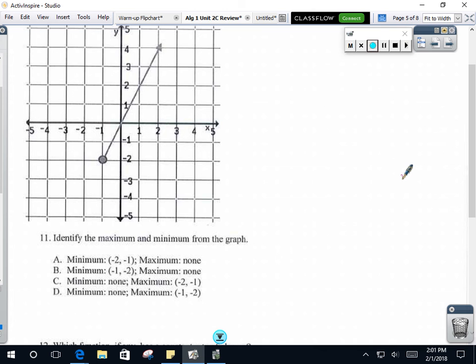Identify the maximum and the minimum from the graph. Okay? What is the maximum, the highest point on this graph? What is the maximum point on this graph? None, because it has an arrow, which means it goes up forever, so you would never have a highest point. It keeps getting higher and higher and higher. So if the maximum's none, you mark off C and D. What is the minimum?